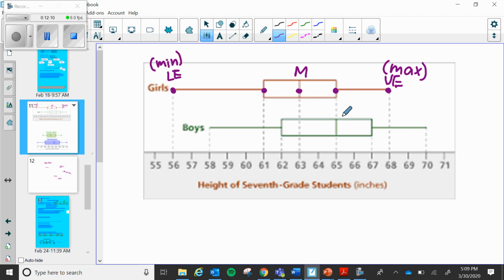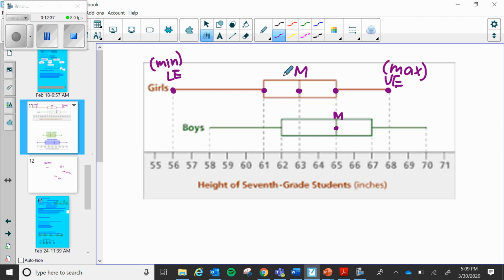So same thing here. I am going to skip down to this one really quickly. We've got our box, and where is the line in the middle of the box? Right here. So that means that this point is our median. So now we've got our median, our lower extreme, and our upper extreme.